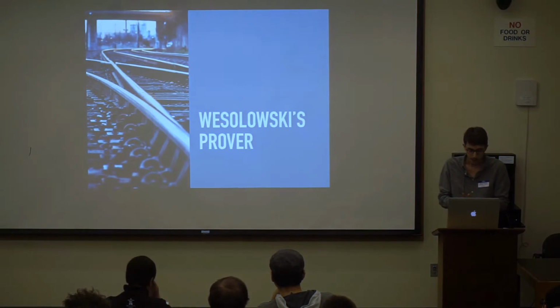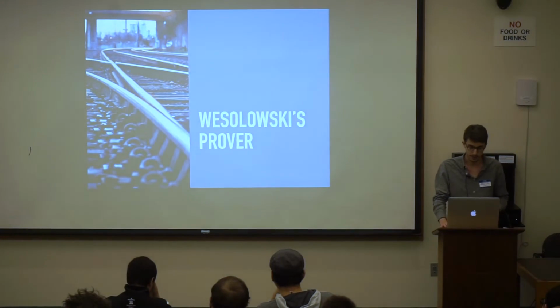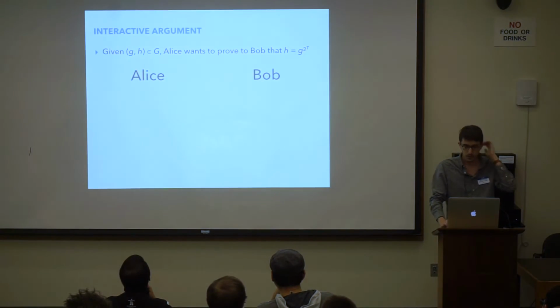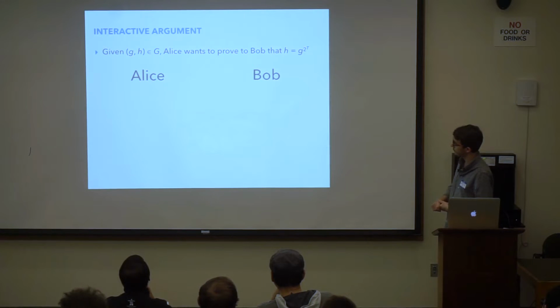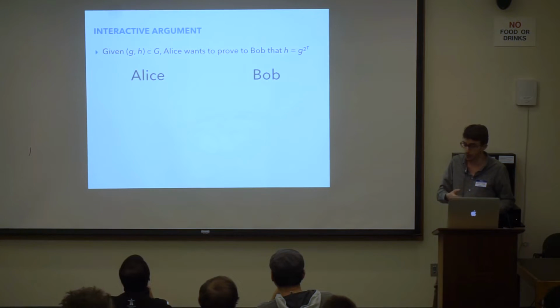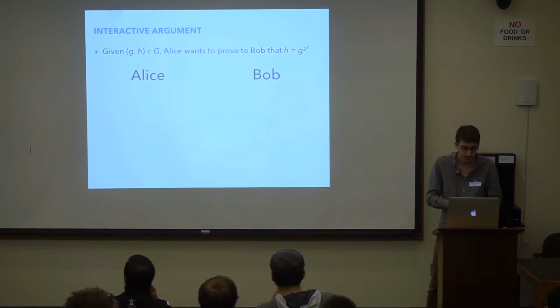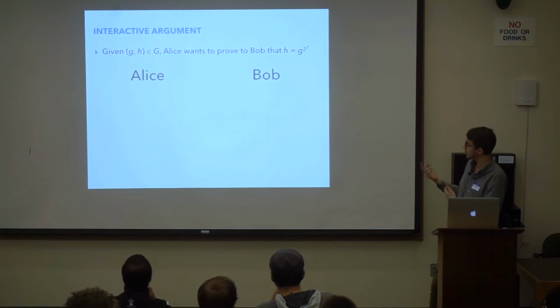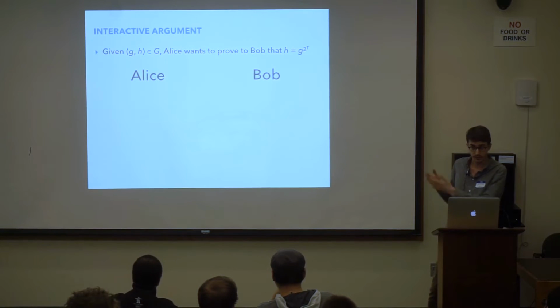So first, the Wesolowski prover, presented in this interactive setting. It's a discussion between Alice and Bob. Alice claims that this pair g, h satisfies h equals the correct output of the VDF. And now there's going to be an exchange between Alice and Bob. Alice tries to convince Bob that it's correct.